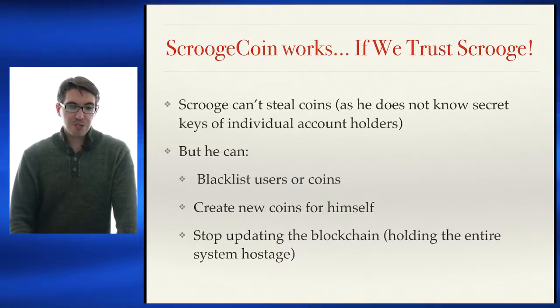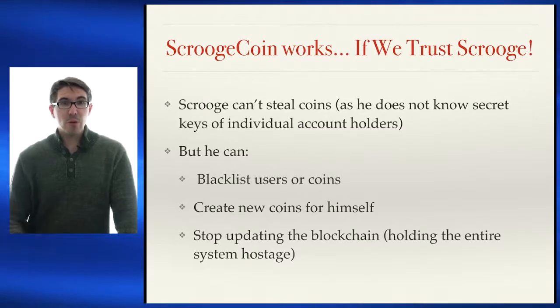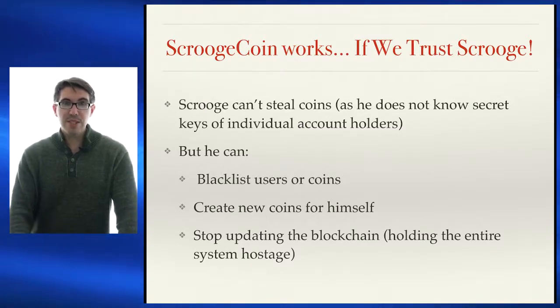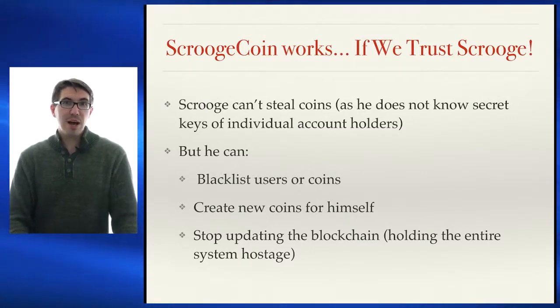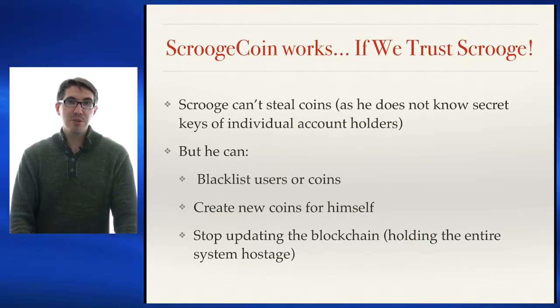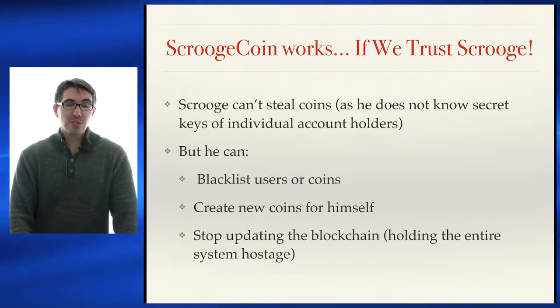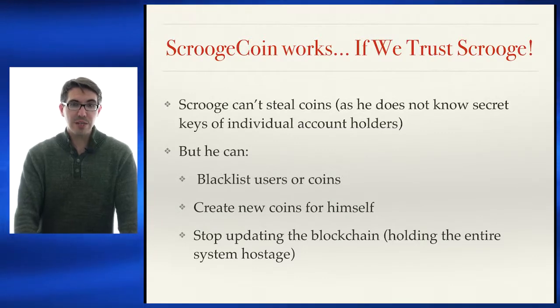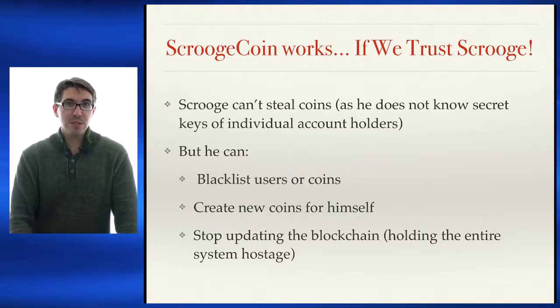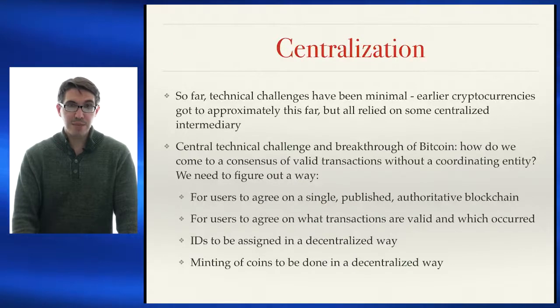Scrooge can stop updating the blockchain. He could say, I've gotten bored of this. Or he'll say, if you don't give me $1,000, I'm just going to stop using this and all of your Scrooge coins will be worthless. So he can hold the entire system hostage. So we can see there are a lot of problems with having a centralized blockchain. By having Scrooge be the one in charge of all of this, we are giving a lot of trust and a lot of power in Scrooge's hands.